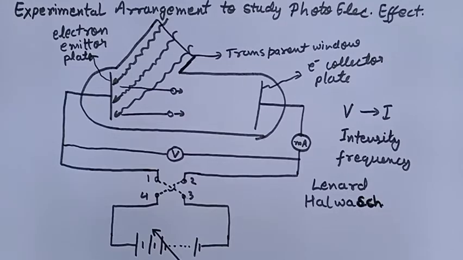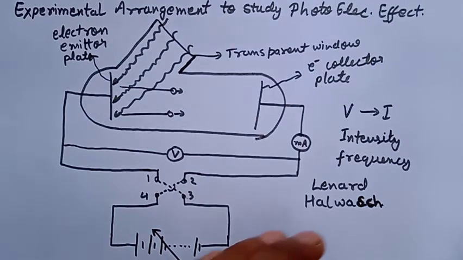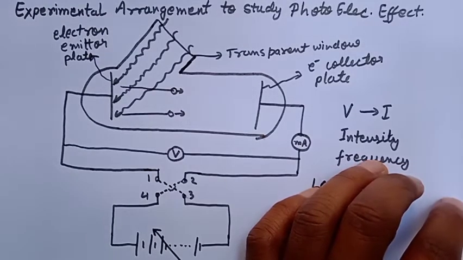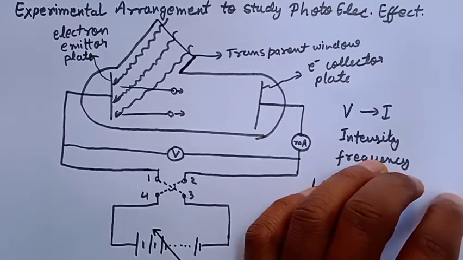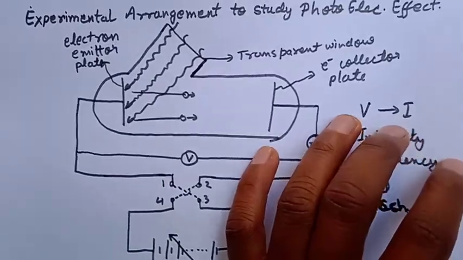I am not going into the history of that experiment. I will make a separate video for just some curious students who want to know. Anyway, let's get back and see how they performed this experiment and what the experimental outcomes were. First I'm drawing a graph, and afterward I will list out the experimental outcomes.